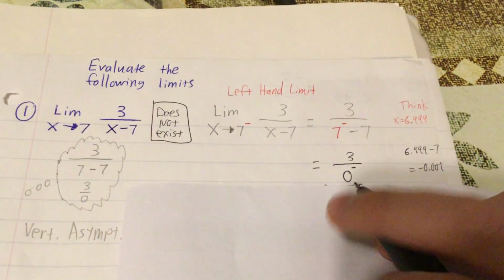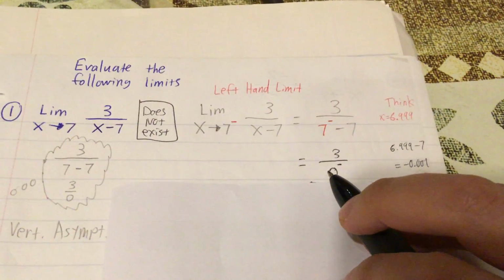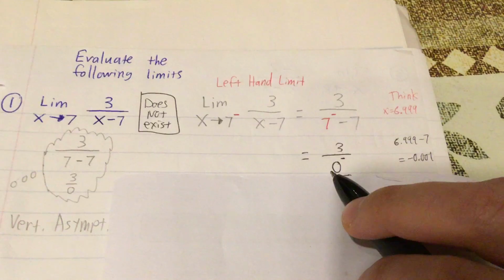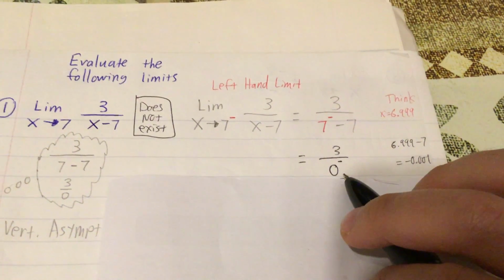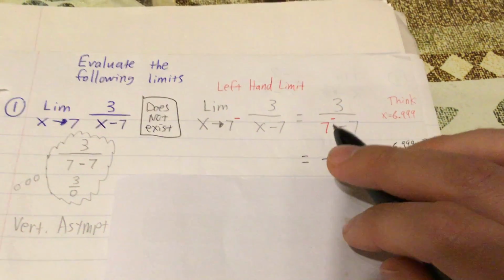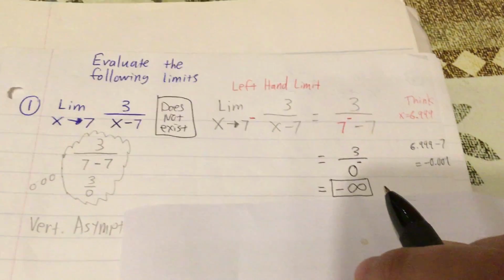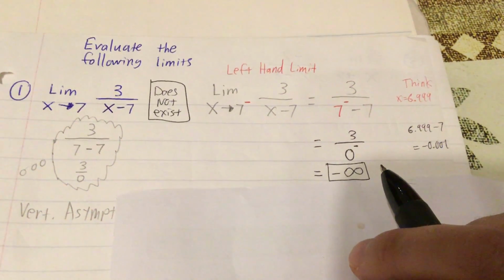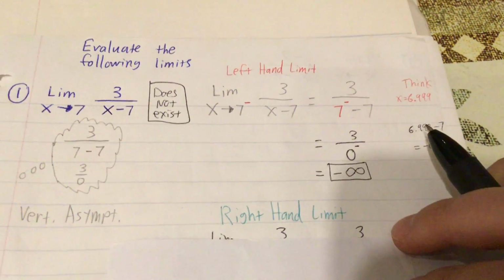So we use that idea combined with the fact that our theory of calculus says that if we have non-zero divided by 0, it is some sort of infinity. So if we get closer and closer and closer to 7 from the left side, 3 divided by 0 from the left side becomes negative infinity. Okay? Now, let's take the right-hand limit.